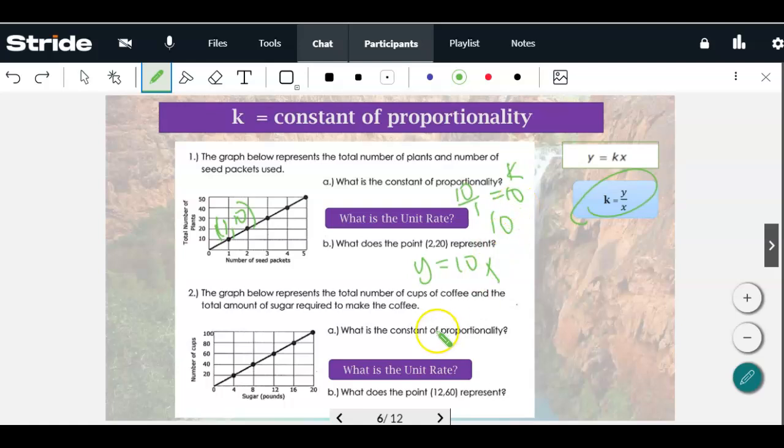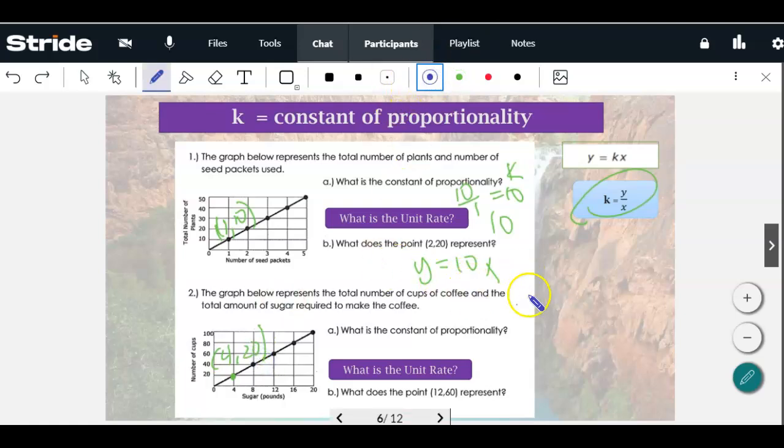All right, let's look at the next one. So this graph represents the total number of cups of coffee and total amount of sugar required to make the coffee. It's probably what mine would look like. So if you look at this scale down here, this is sugar in pounds. Oh, that's a lot of sugar though. 4 pounds for 20 cups of coffee. Whoa, that's interesting. So we have this point here. We write it as 4, comma 20.